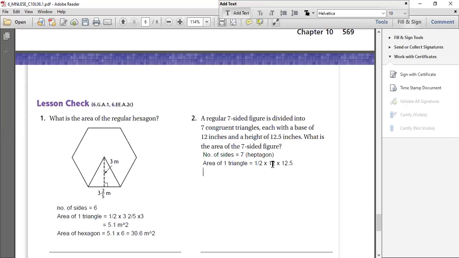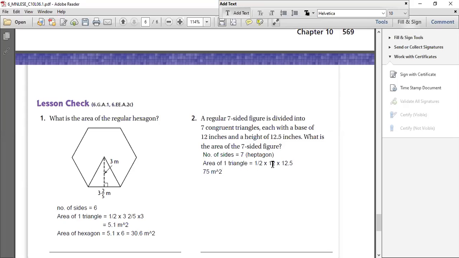We will carry 3. So 6 twos are 12. 12 plus 3 is 15. 6 ones are 6, plus 1 is 7. So the area of one triangle is going to be 75. That's going to be 75 square meters.